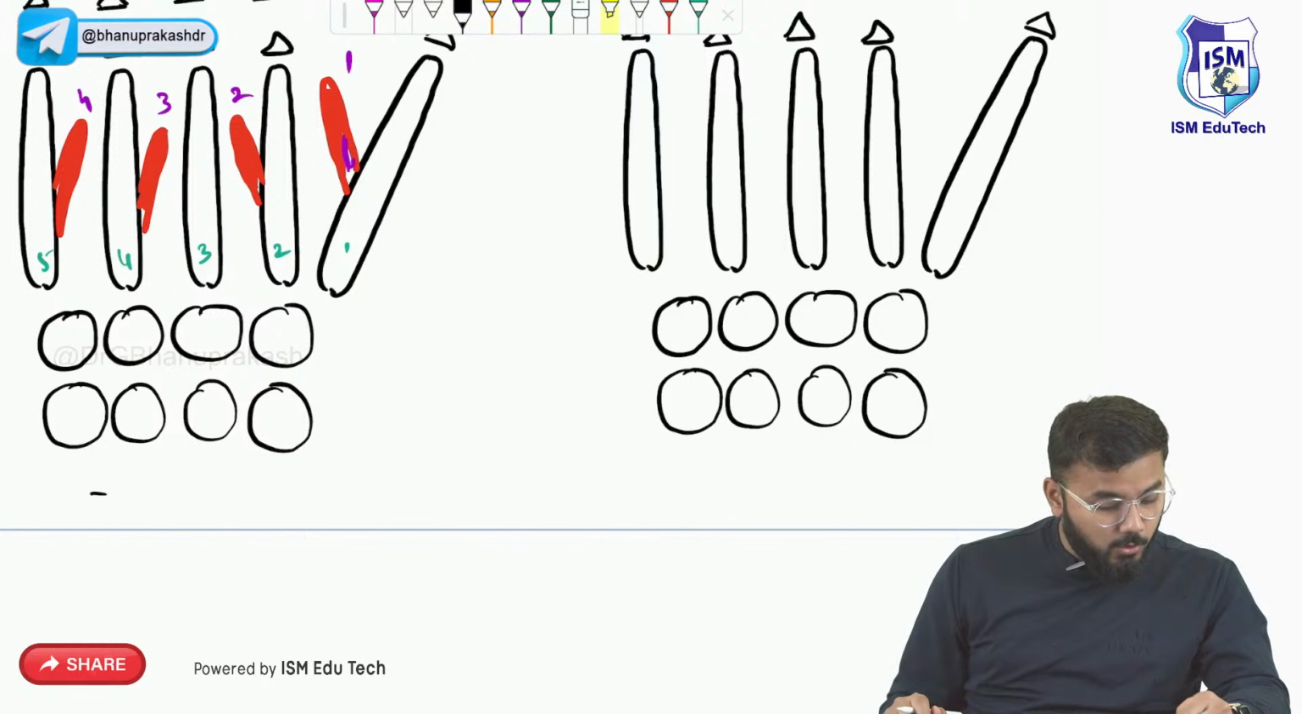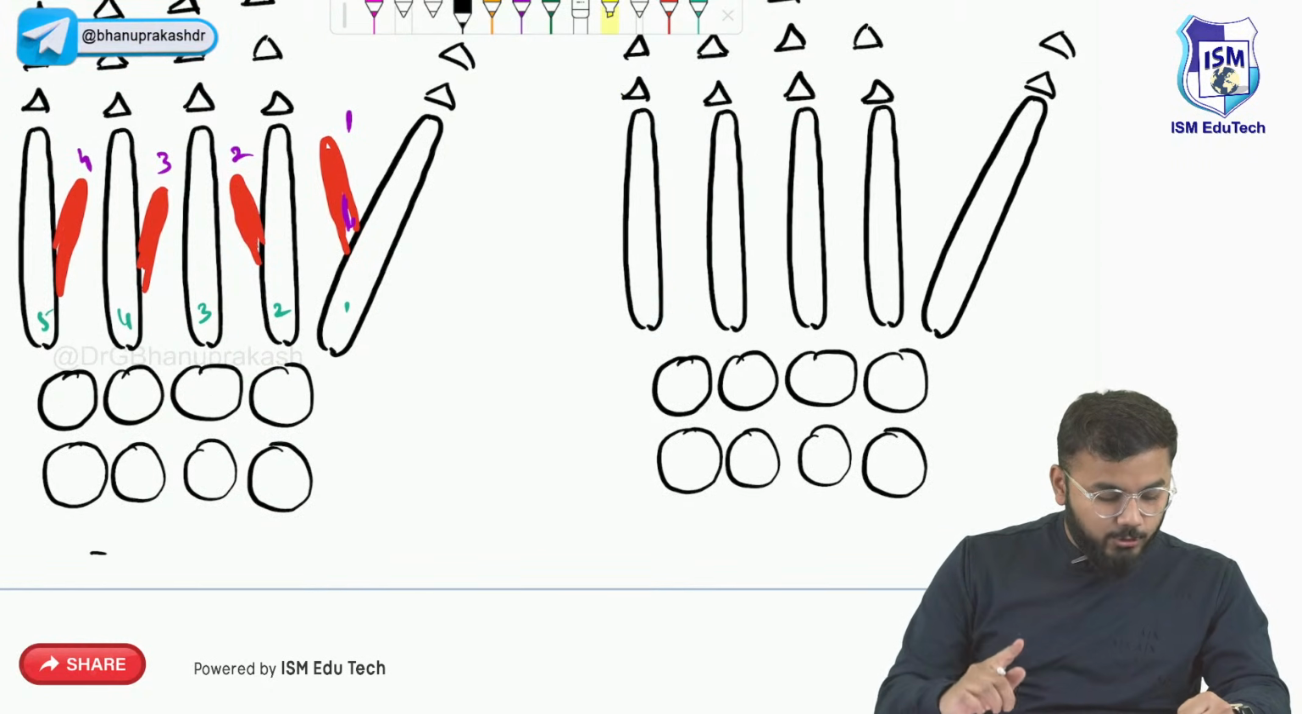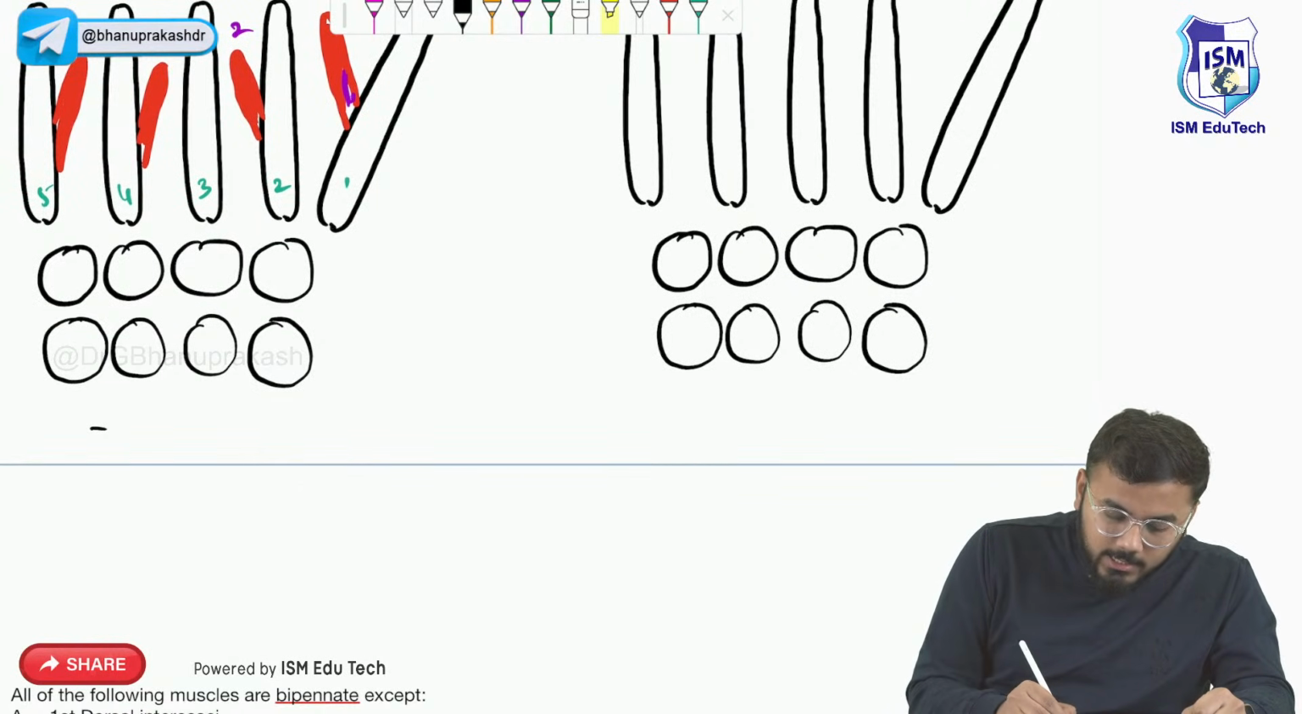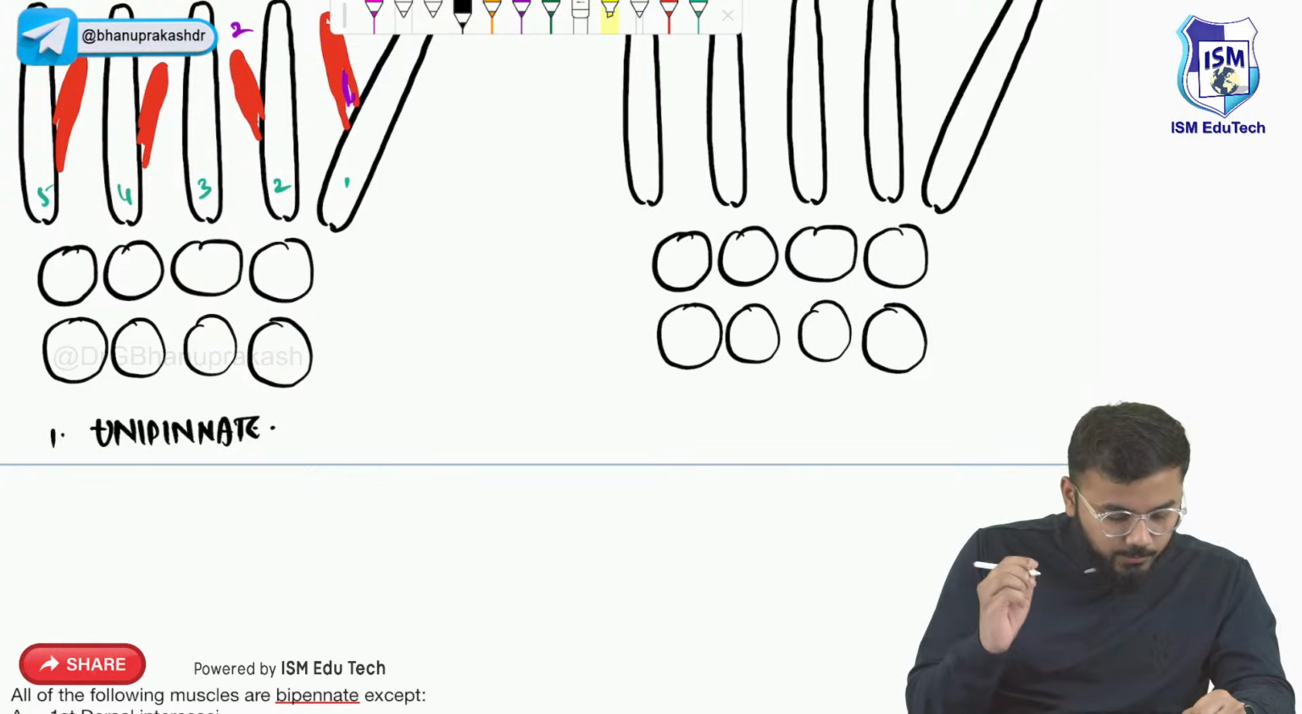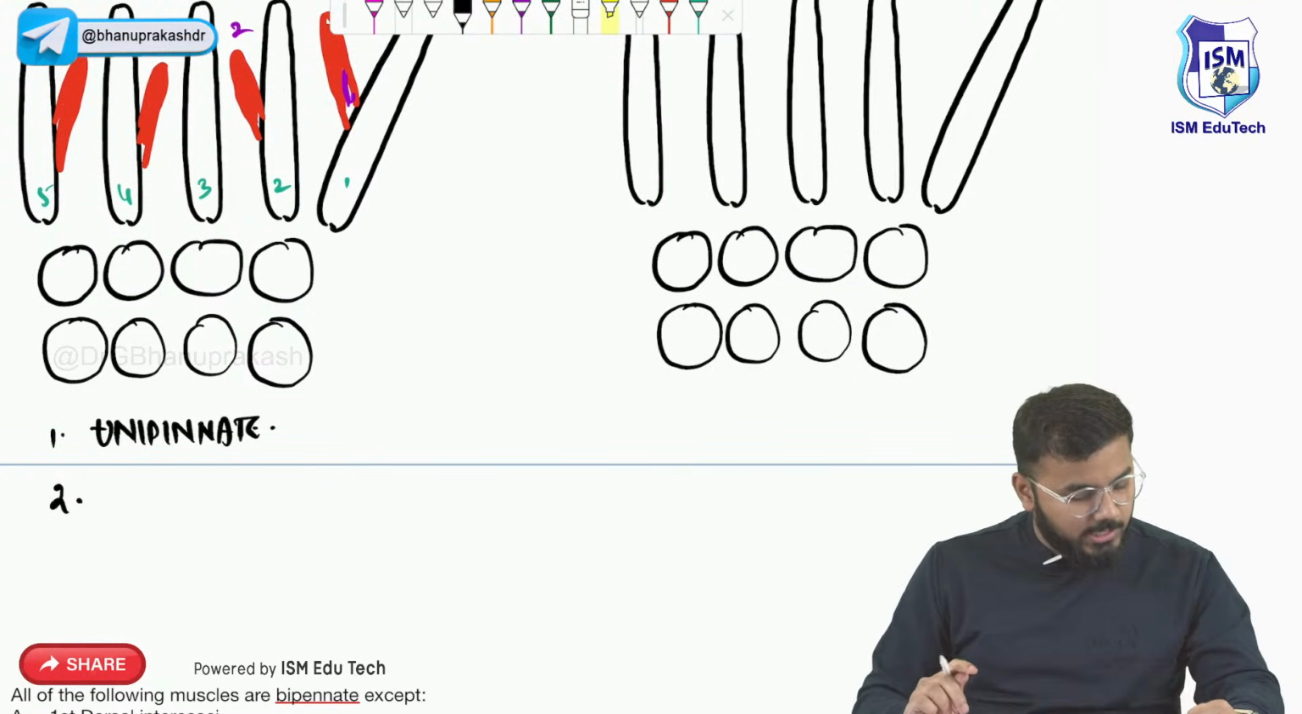Very good. No, Muhammad Yunus. It is unipinnate. Right, Dr. Lipan. Very good. Very good, Med Booster. This is unipinnate. Very good. The first point is it is unipinnate. Very good, Sarthak Jadhav.